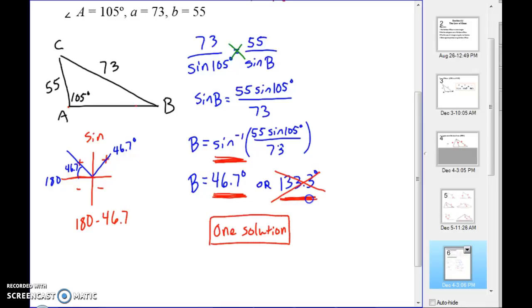Go ahead and take a look at the next couple of examples, and I'll show you how to continue solving the triangle in all these cases, and we'll even look at some cases where there are two possible triangles.